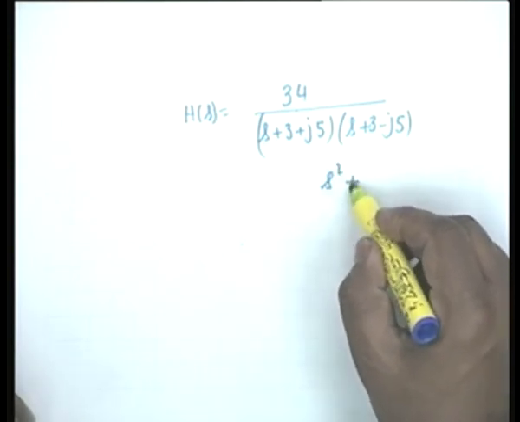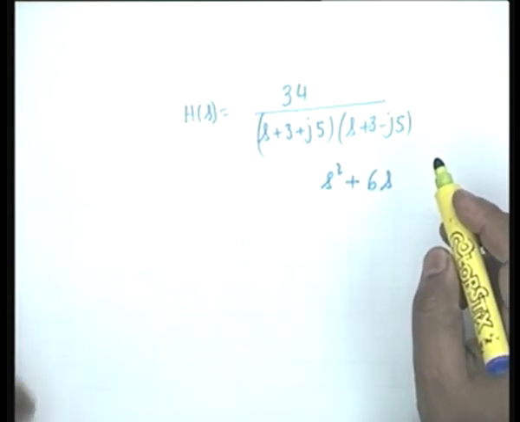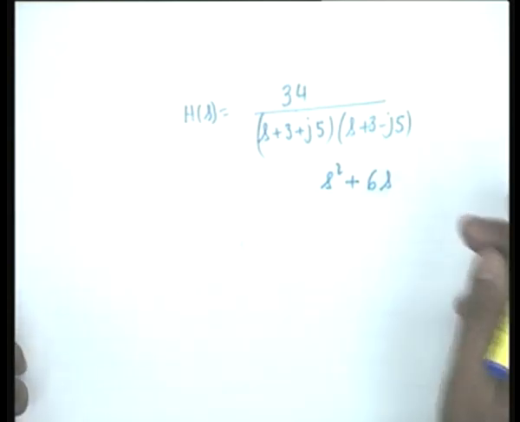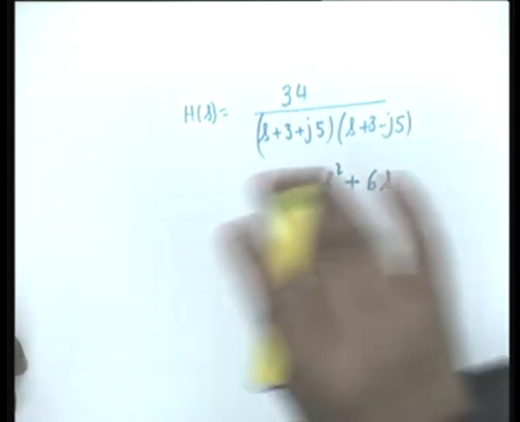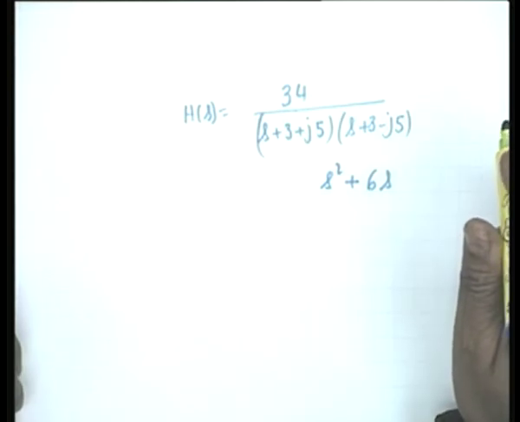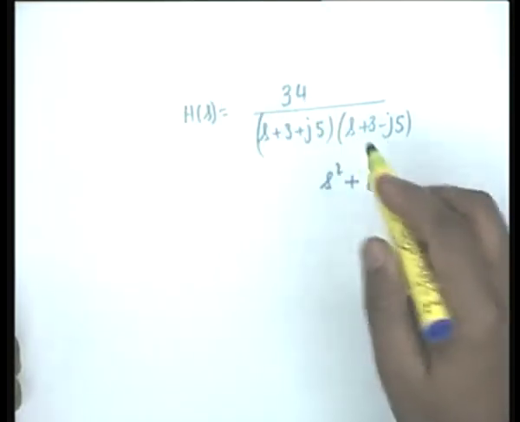S squared plus 6s. It would be pi by 2 at omega is equal to omega. No? No. So it will be. Okay, you settle this controversy and let me know in the next class. That is why I left a question mark. Okay, here, come back here.